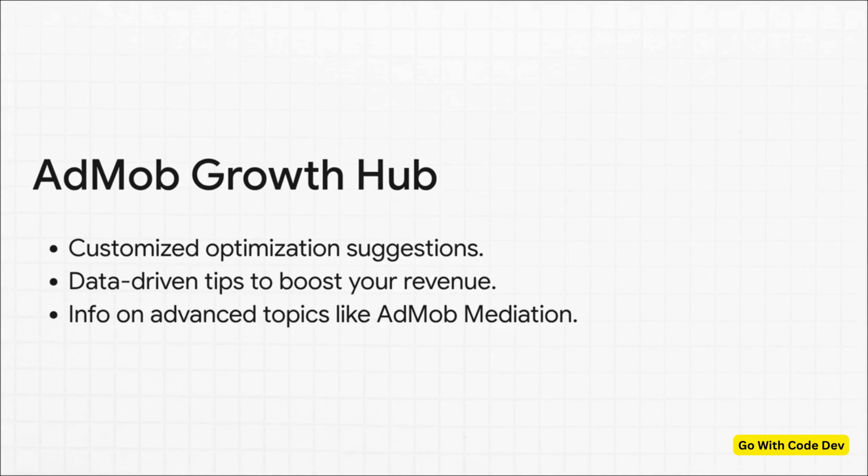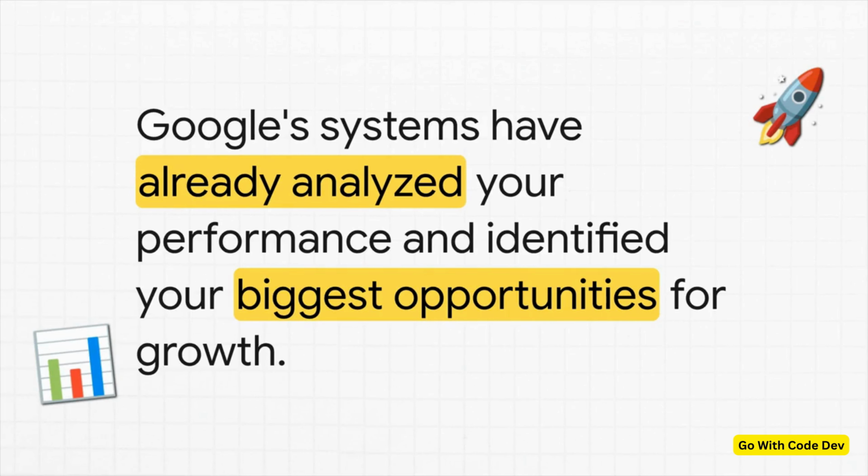When you log into your AdMob account and you actually go visit that growth hub, this is what's waiting for you. Not just generic ideas, but customized suggestions that are based on your app's data. It will even start to guide you toward more advanced stuff like AdMob mediation when it thinks you're ready. And this is the ultimate takeaway here. This is the big one. Google's systems have already done the heavy lifting. They've analyzed your performance, and they've identified your biggest opportunities for growth. Your personal roadmap to making more money is already built and just waiting for you to take a look.